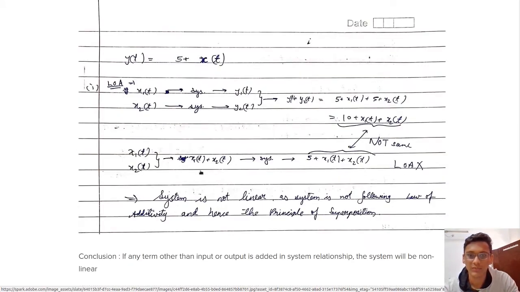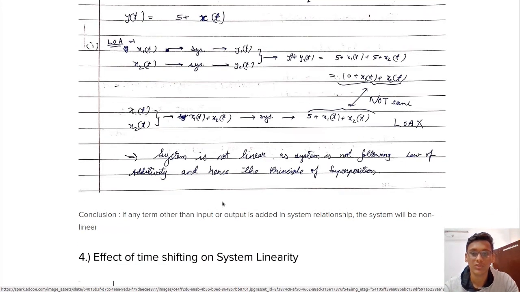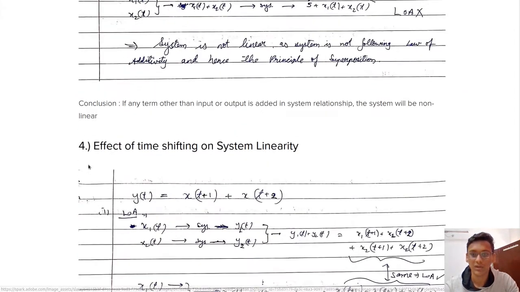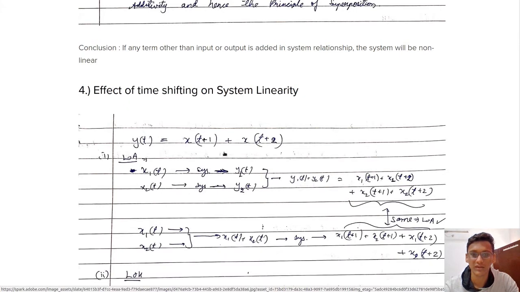Now taking these two inputs, adding them and passing them to the system, you would get, according to the system relationship, the input with 5 added to it. So it would be 5 plus x1(t) plus x2(t), which is not the same as 10 plus x1(t) plus x2(t). That means the law of additivity is not obeyed. And we can safely say the system is not linear as the principle of superposition is disobeyed. So the conclusion is, if any term other than input or output is added in the system relationship, the system will be non-linear.